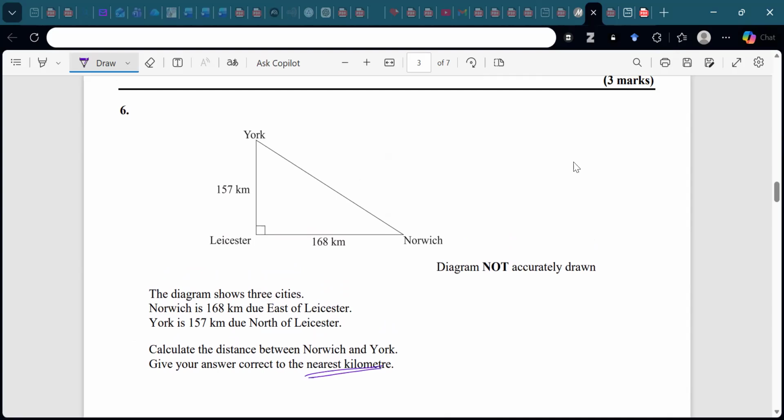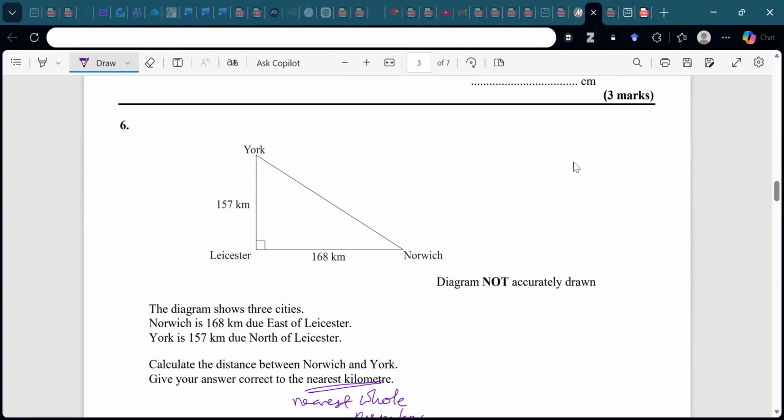So to the nearest whole number, you're not dealing in any decimals or fractions or anything like that. So this distance that we're looking for here, we can just call that x for right now. That side is the hypotenuse. So that means x squared, which is the distance between York and Norwich, is going to be equal to 157 squared plus 168 squared.